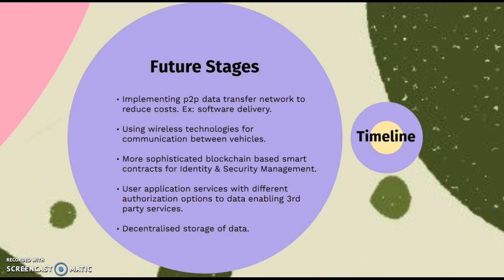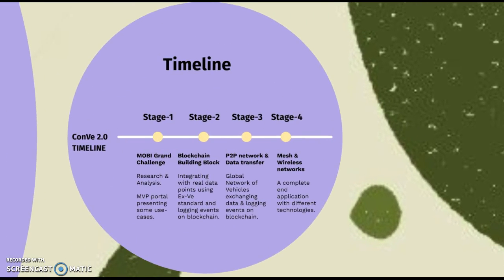In future stages, after this hackathon, hopefully we can develop more sophisticated smart contracts and use wireless technologies for communication between vehicles, such as small IoT devices to record vehicle routes and information. We also developed a basic timeline of how we're going to develop this blockchain.